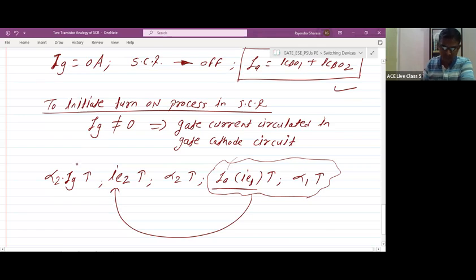Now in between, suppose you remove this gate current, this gate signal, then also it will not affect the conduction of the SCR. Because once this loop is repeating, in between, if you remove this term alpha 2 IG also, it doesn't affect the operation of the SCR, the conduction of the SCR. Is this clear? So this is the two transistor analogy of the SCR.